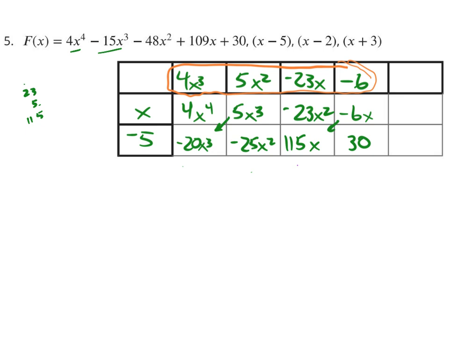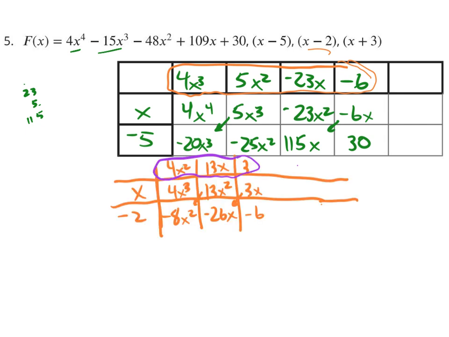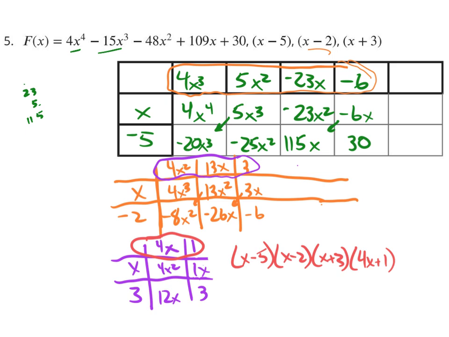The quotient goes up top, so now I got to do it again with x minus 2 and again with x plus 3. So the ones in the circles are what I'm trying to match. Here's my math again. So my final answer is 4x plus 1. They've given me 3 of the factors, and there you go.